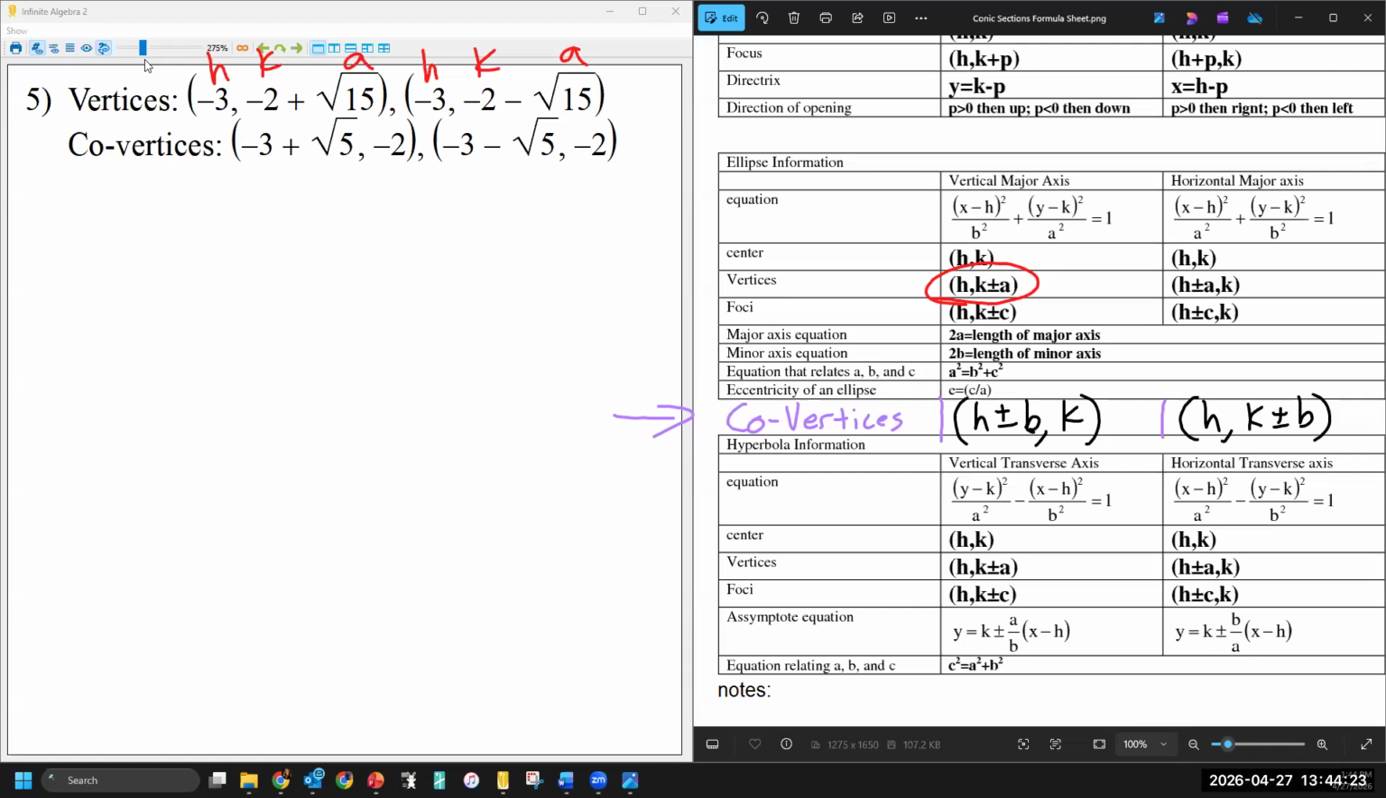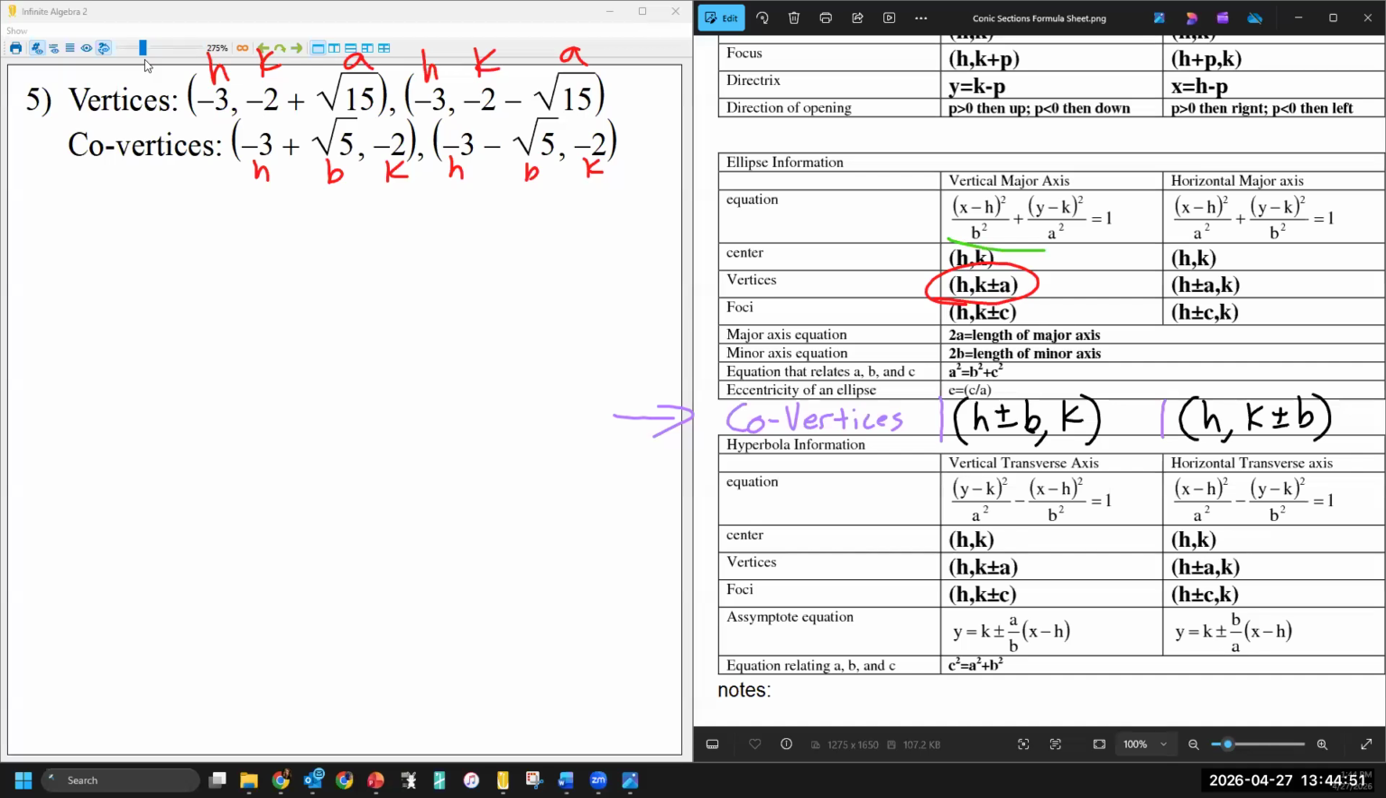We're going to do the same thing for co-vertices. Co-vertices says H plus or minus B. So there's H plus, that must be B. There's H plus or minus B. And then that last number, the -2, has to be the K. Well, we already found H and K in the top, and it's the same as the H and K at the bottom, so that's good. But now we have everything we need to plug into our final answer.